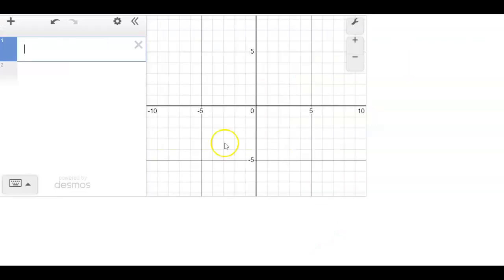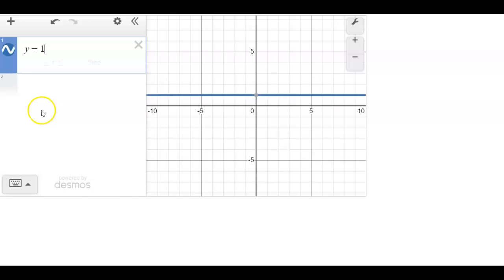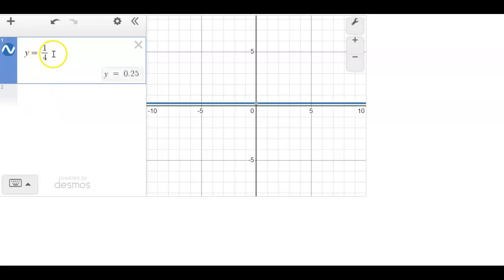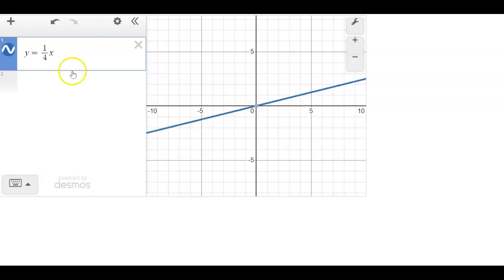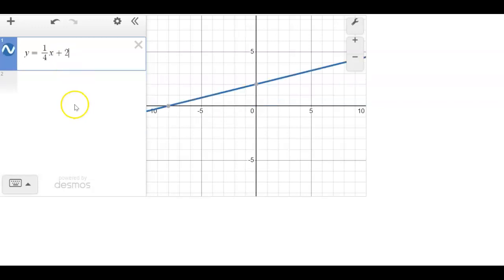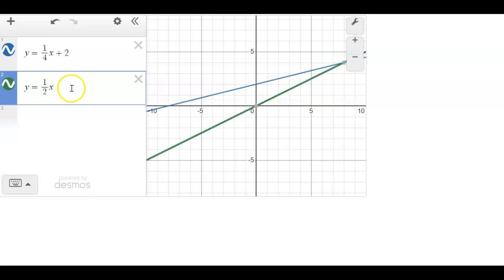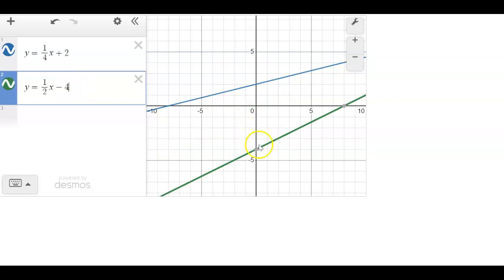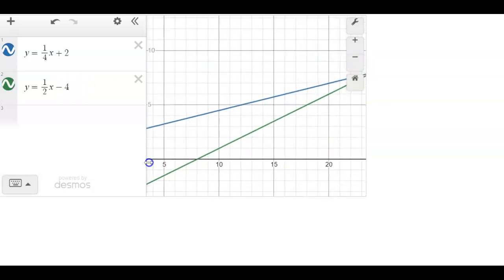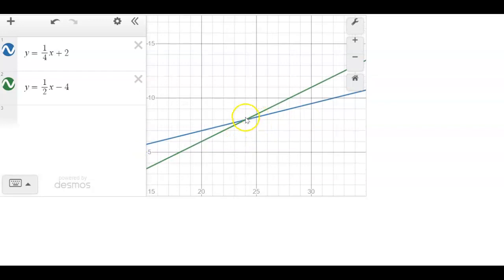All right, so let's go over to the calculator, and we're going to put y equals 1/4. Be careful, make sure you click over to put that x plus 2, and then we have y equals 1/2, and click over x. Make sure you're using the x and not the multiplication sign, minus 4. All right, so you don't see where that is crossing, so scroll over, and it's right there.